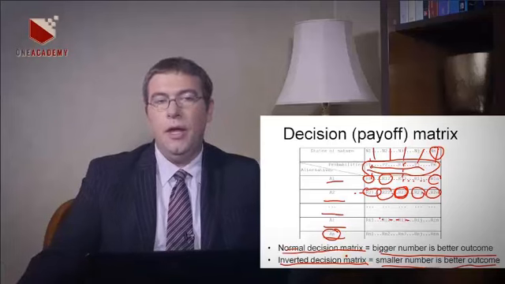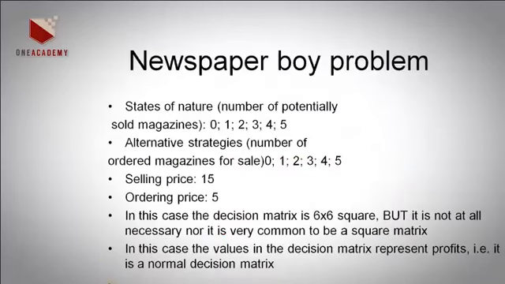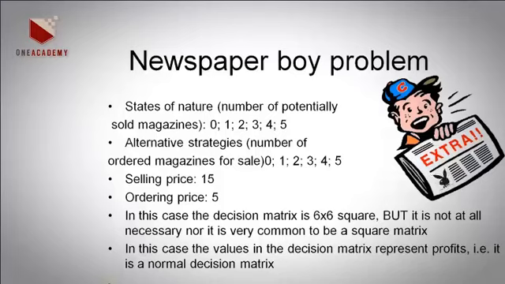And every time we make a decision using the normative reasoning decision approach, we should always first check whether this is a normal decision matrix or an inverted decision matrix. Otherwise, we might make a big mistake. In order to explain the normative reasoning decision approach from now on, we're going to use a very popular problem, which is called the newspaper boy problem. Imagine that you are a newspaper boy. You're actually selling not newspapers but expensive magazines.